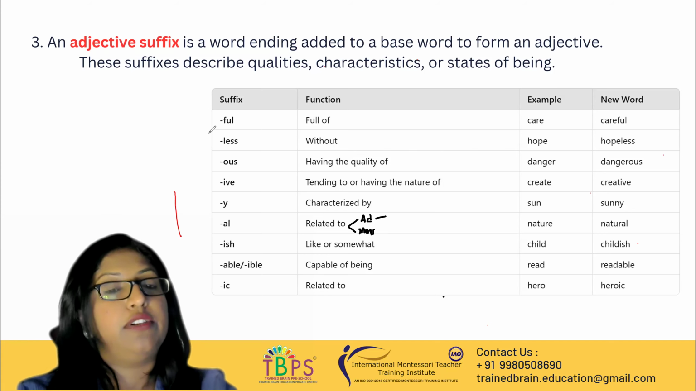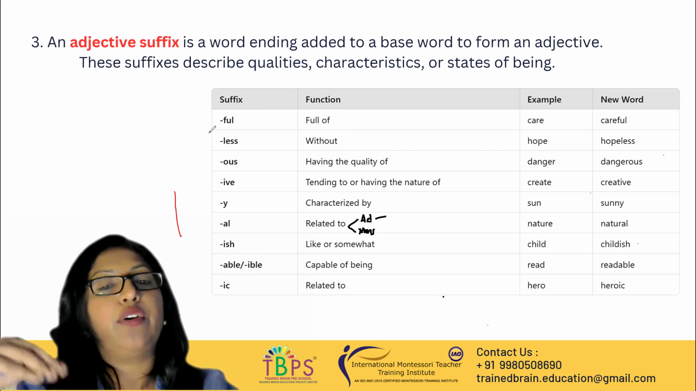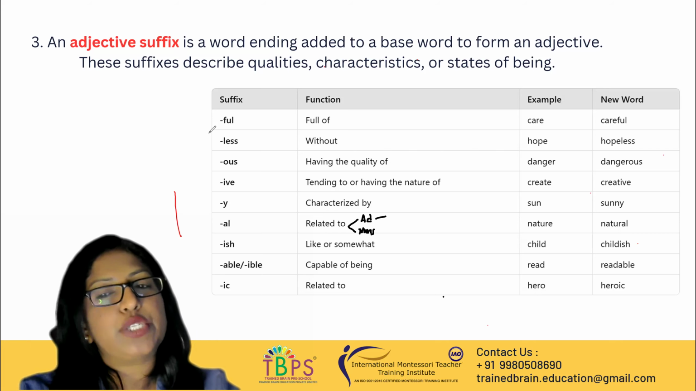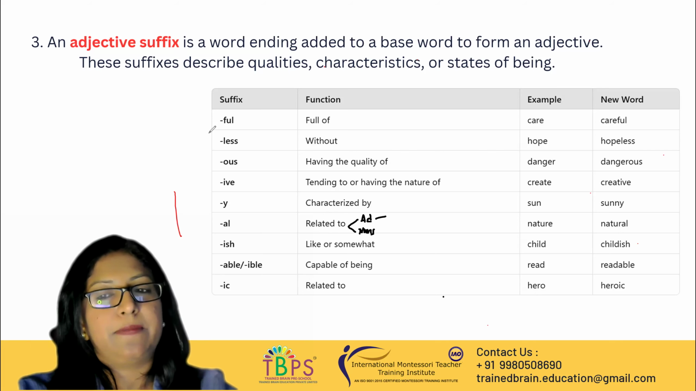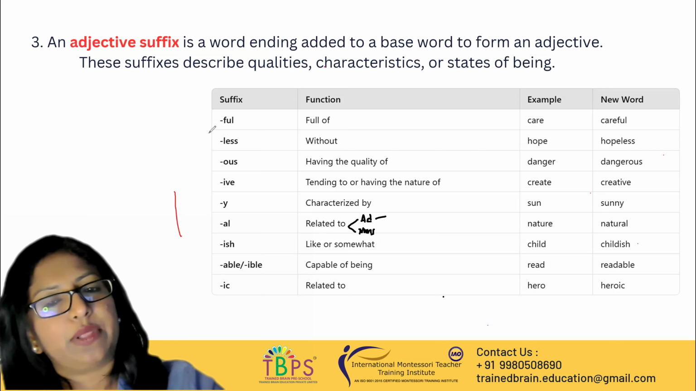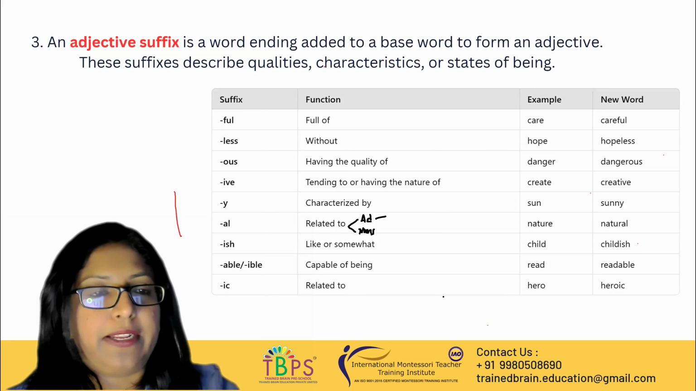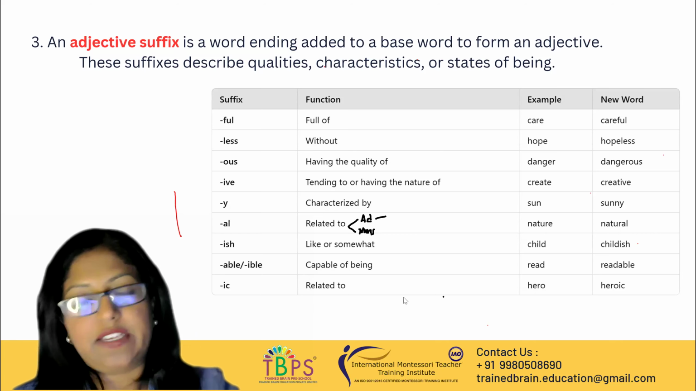What you need to understand is you don't have to tell them the meaning of when we are going to use full, when we are going to use less, when we are going to use the suffix ous. You don't have to tell that. You can just give them the list of words: danger, dangerous. Many words ending with ous, you can add them up and make them read accordingly. Okay, so that was the adjective suffix.